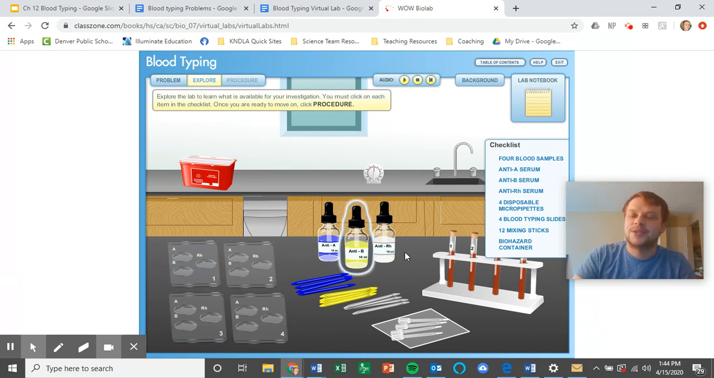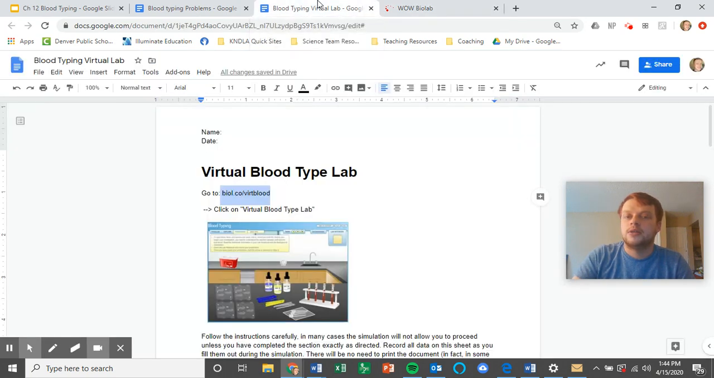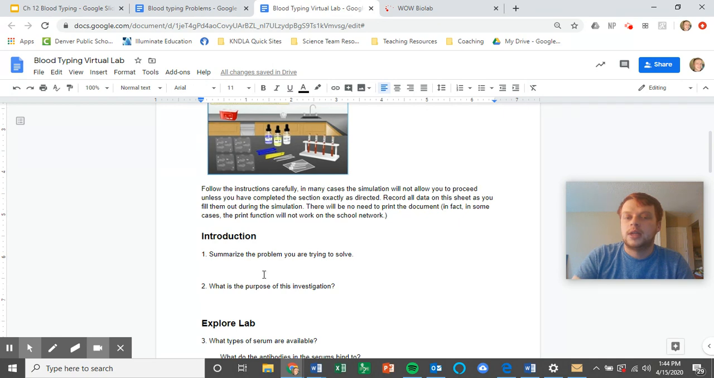You're just going to explore this with your mouse, and it uses Flash Player. So if you need help opening that, let me know. But as you go through, you're just going to fill in the lab right here.